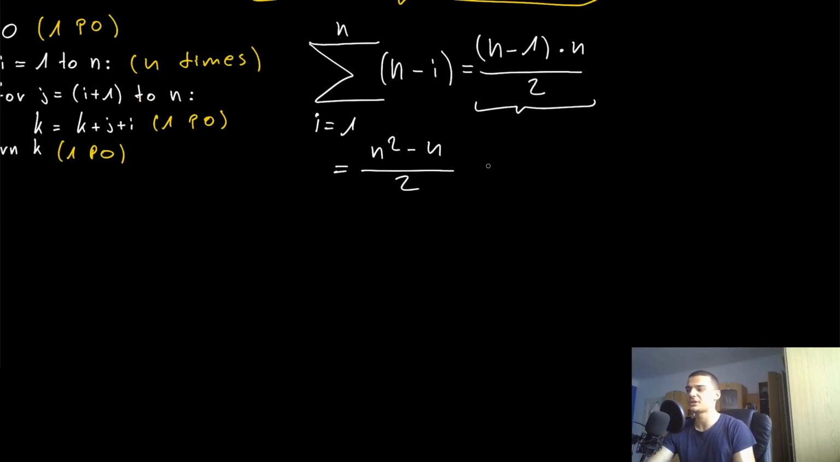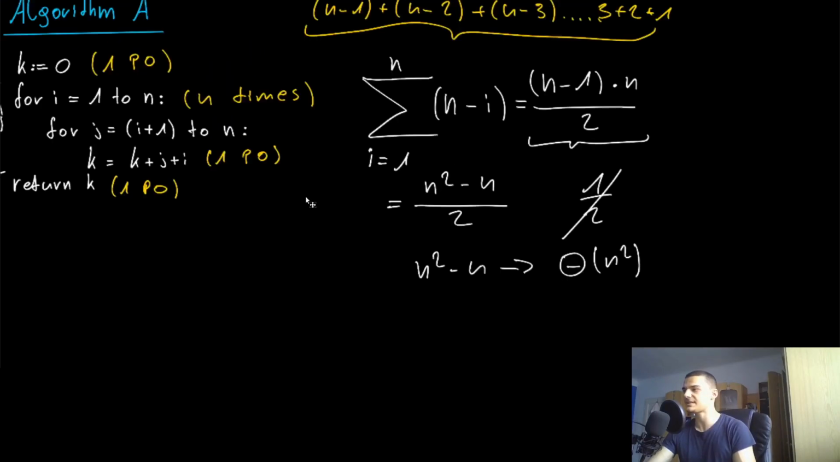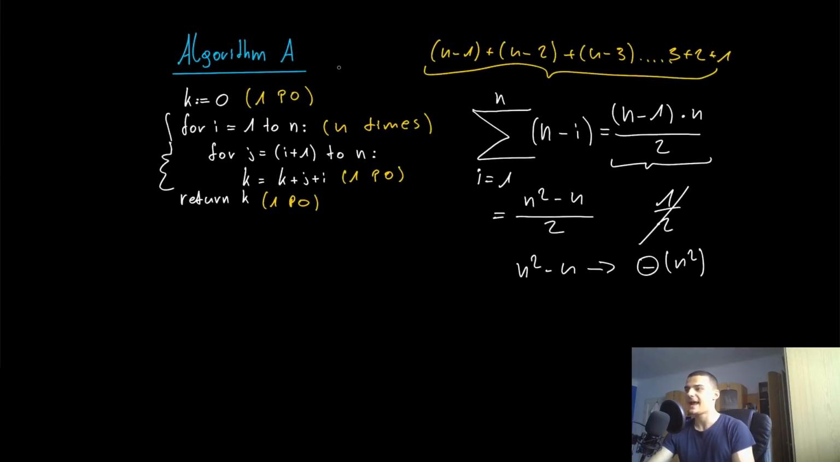Divided by 2 is essentially just the constant factor 1/2, so we can just ignore it. And we have n squared minus n, and this leaves us with a runtime complexity that is in theta of exactly n squared. So this algorithm here, which we just analyzed, has a quadratic runtime complexity.